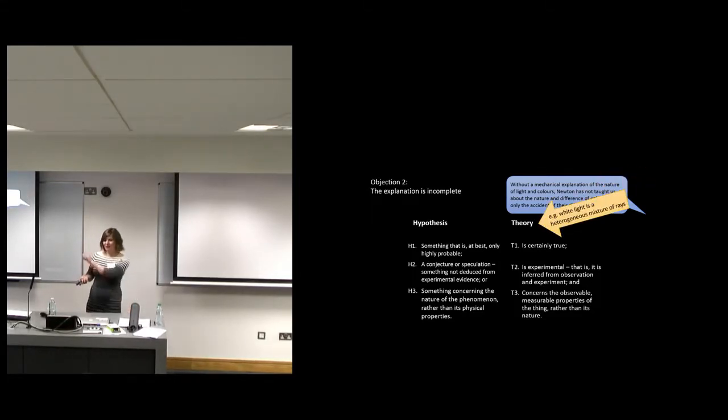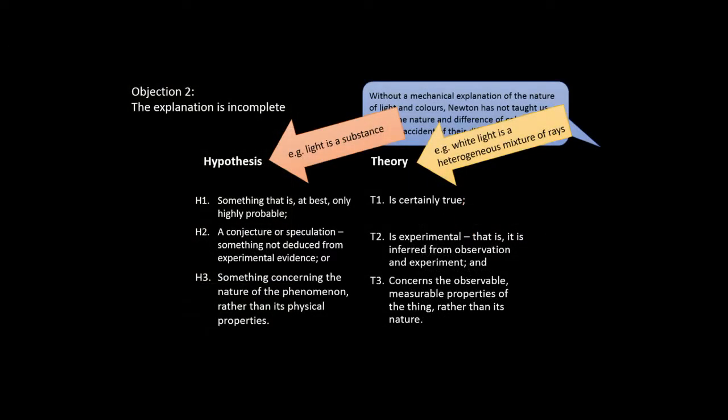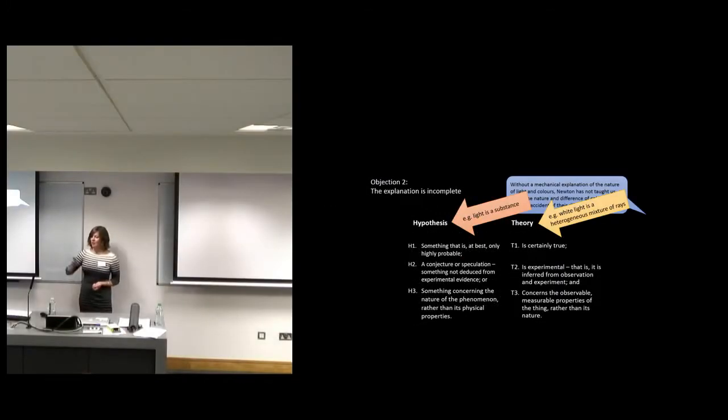And so, for example, as far as Newton is concerned, that white light is a heterogeneous mixture of rays is a theory. It's something that's certainly true, it's experimental, and it concerns the observable, measurable properties of things, whereas something like that light is a substance is going to be a hypothesis. So it's at best only highly probable, it's speculative, and it concerns the nature of the phenomenon.